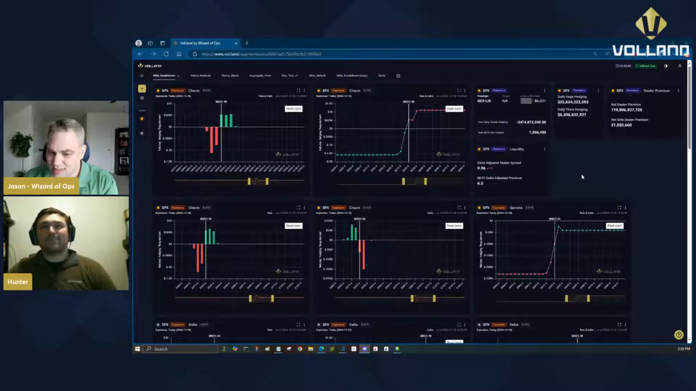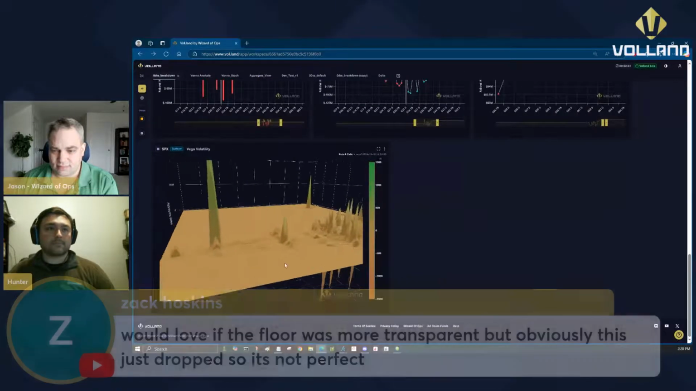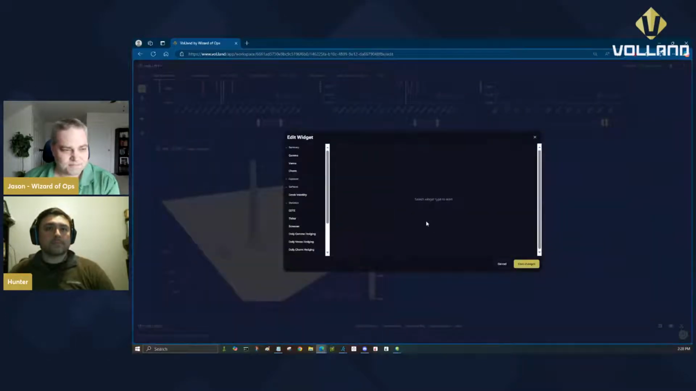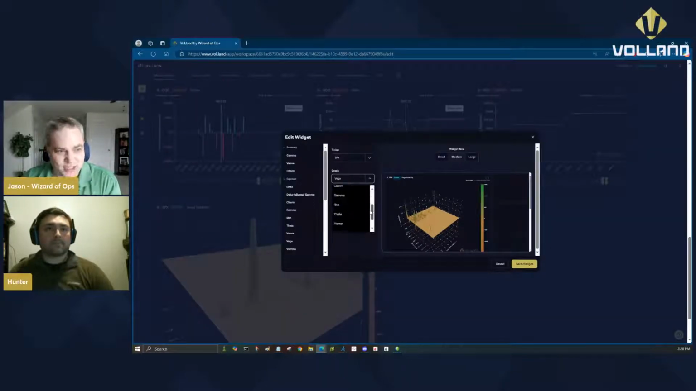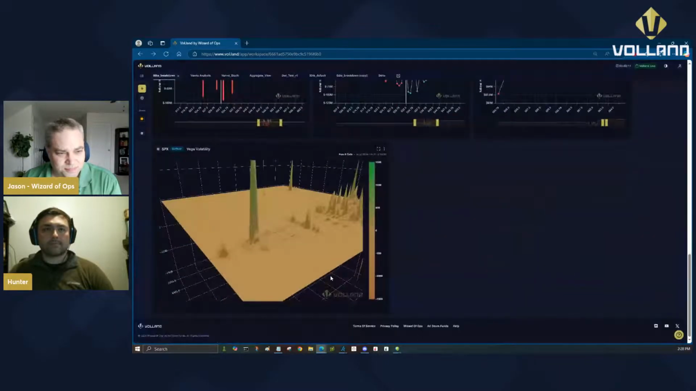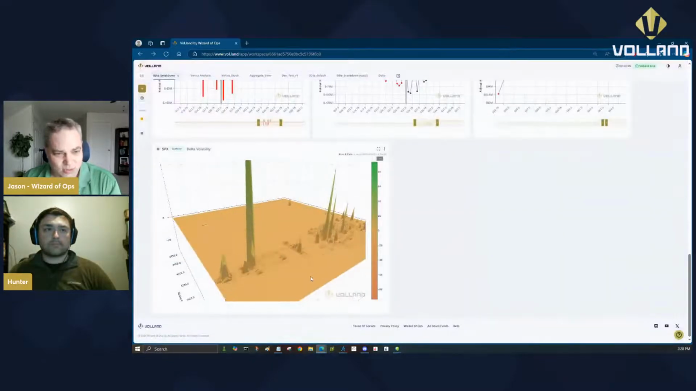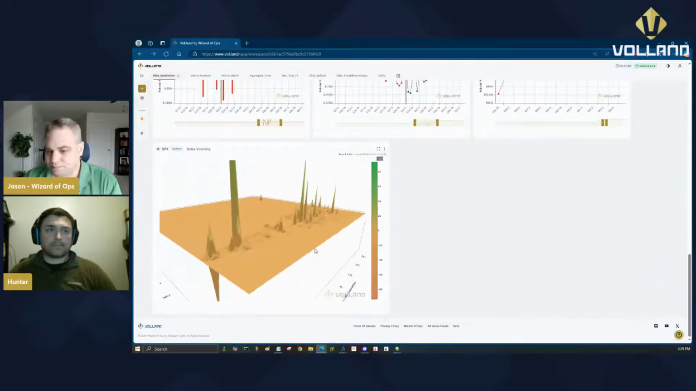Zach is saying we'd love it if the floor was more visible. Oh, you mean like that zero line in the 3D chart? Yeah, I guess that makes sense. I don't know, it's tough. Before, it was a bright yellow, but in light mode it looked terrible. So we changed it to this tan because it was the one thing that worked in both light and dark mode. Yeah, I guess that does.